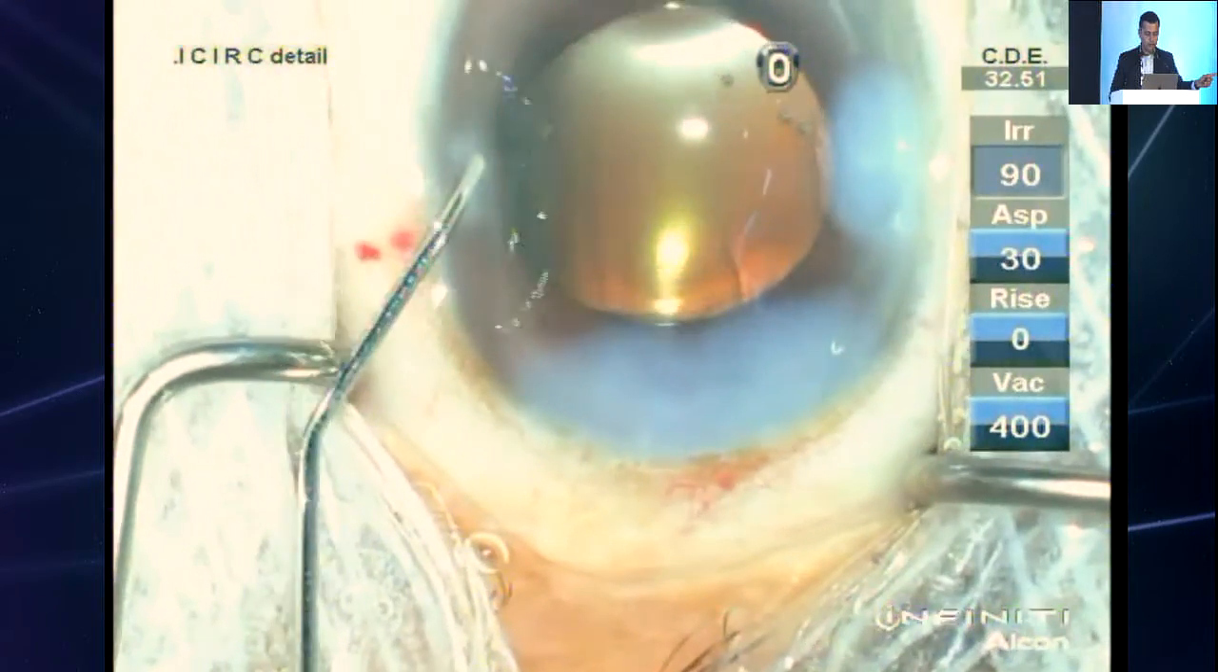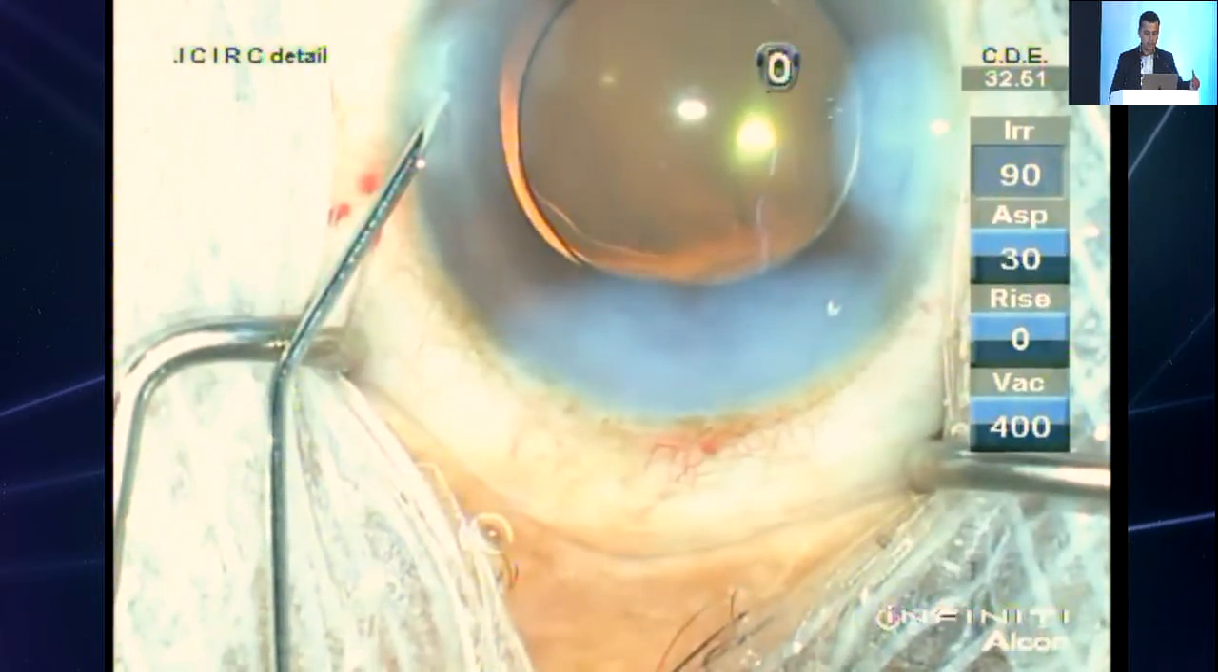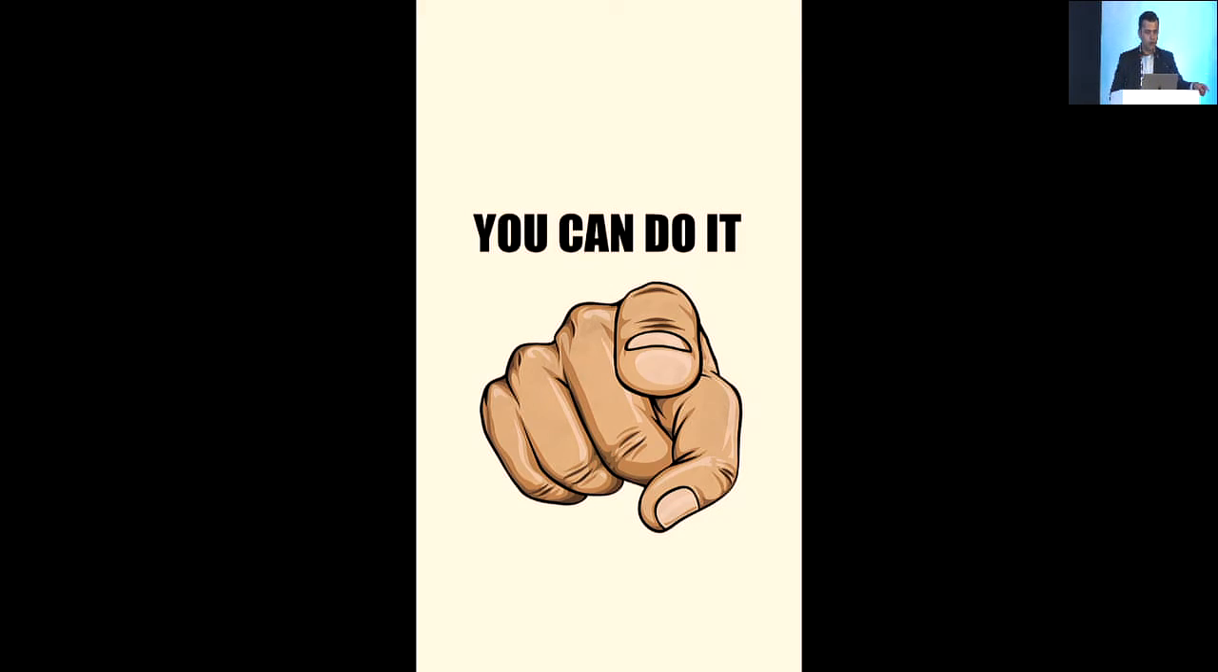But this is how, if you do overzealous hydration, the entire Descemet's membrane was stripped off in this eye. But if you have a problem, and if you use your mind, just like me, you can also do it and make sure these eyes see well. Thank you.